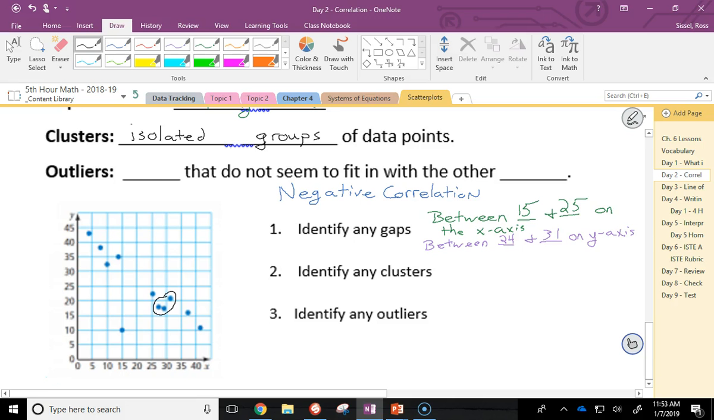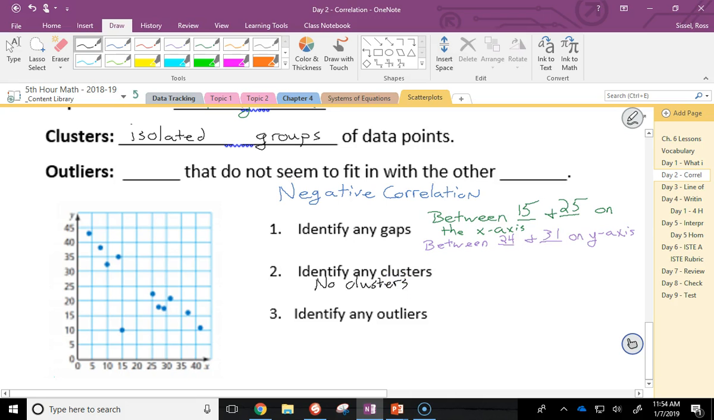So actually, in this graph, they're all kind of evenly spaced for the most part. On here, we would say we don't have any gaps. Do you mean clusters? I don't know why I wrote gaps. I'm writing the wrong one. We would say no clusters. We don't really have any of the points grouped together.